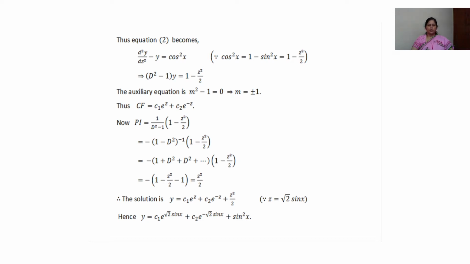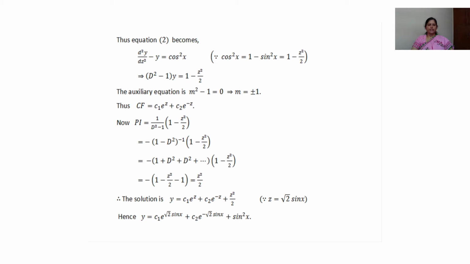That implies m is equal to plus or minus 1. So we have m values 1 and minus 1. Both the values are real and different. That's why the complementary function is CF equals c1 into e to the power z plus c2 into e to the power minus z. So now we are finding the particular integral.